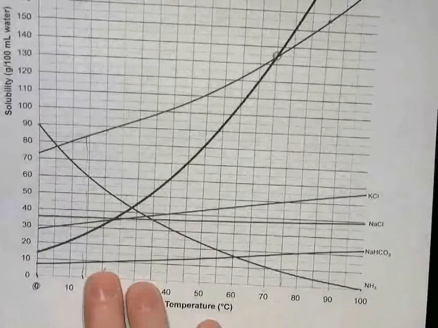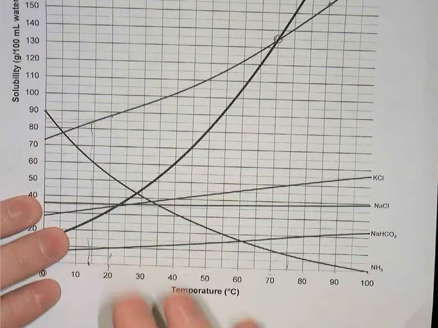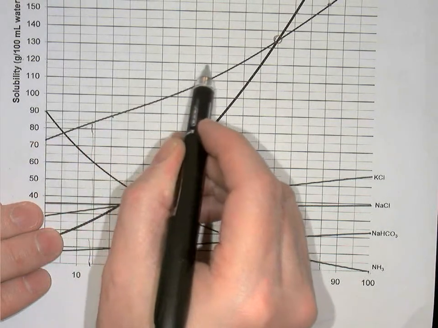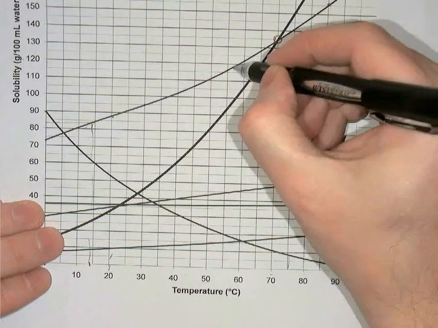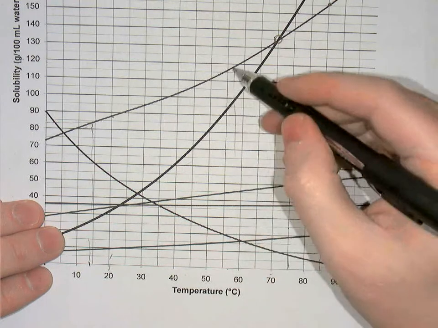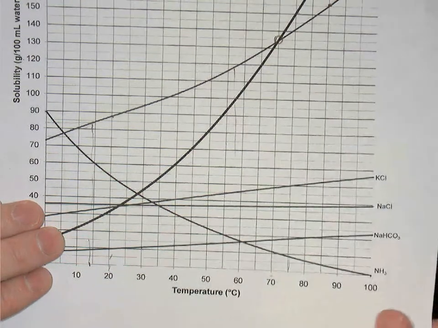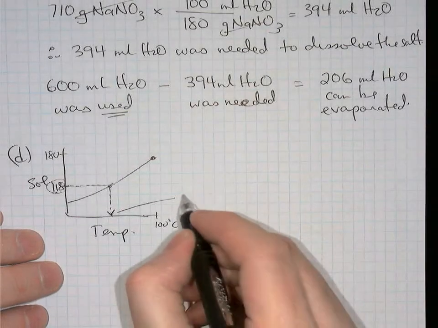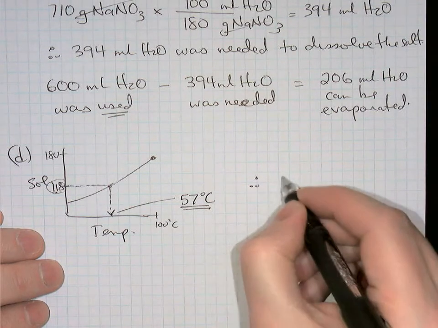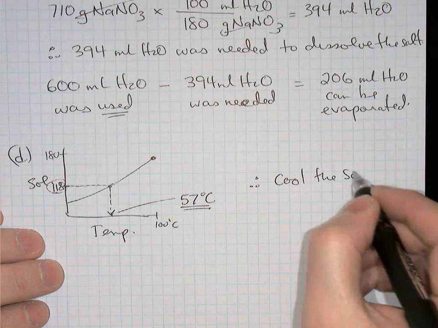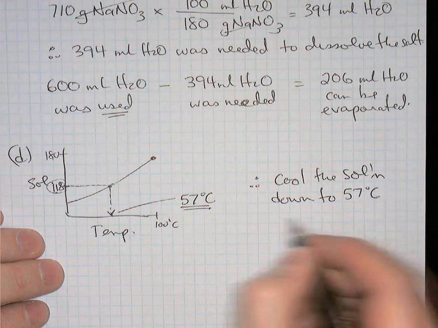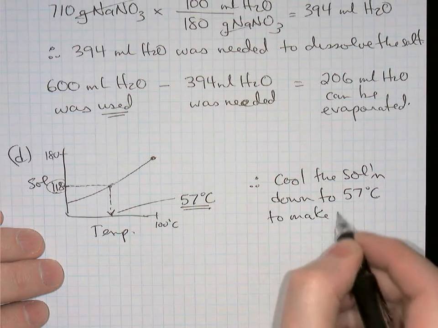So let's grab our graph. 118 is just before 120. If we go straight over to the sodium nitrate curve, which is there, and then straight down, we are between 55 and 60, and I think slightly closer to 55, so I'll say 57 degrees Celsius. So therefore, cool the solution down to 57 degrees Celsius to make it saturated.